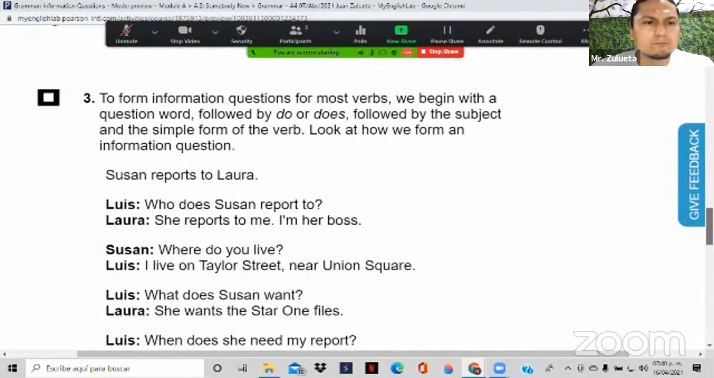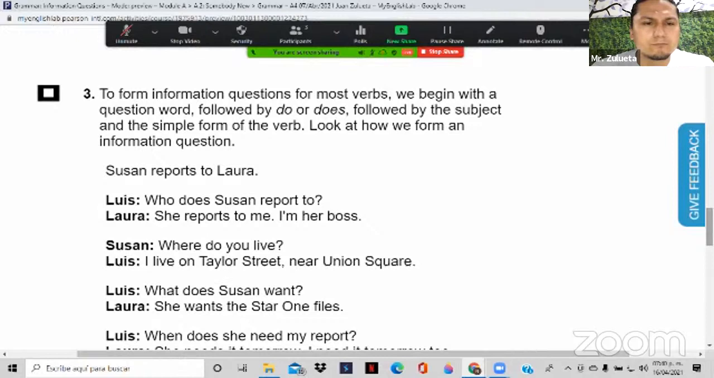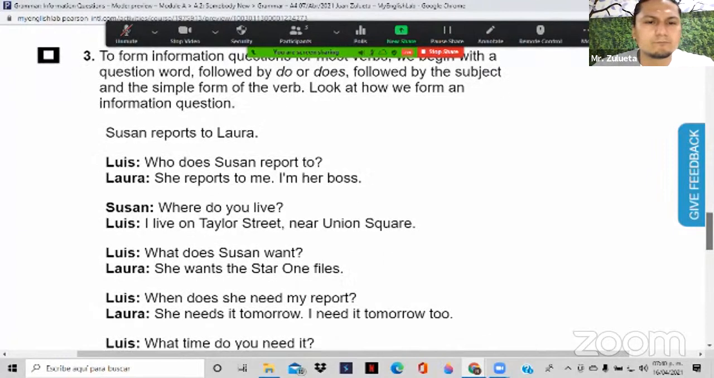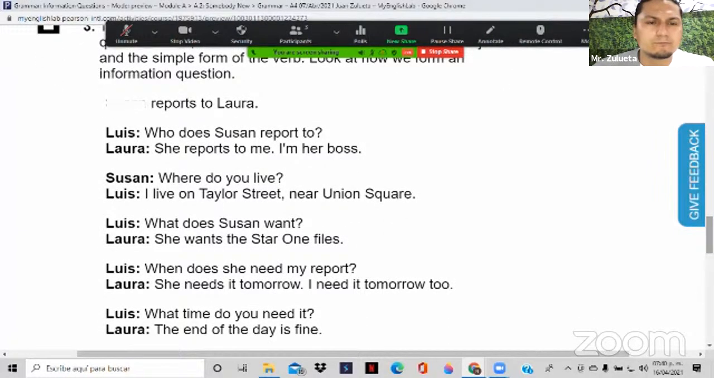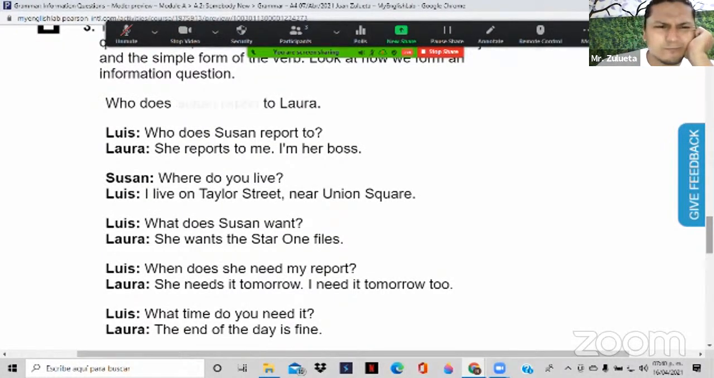To form information questions for most verbs, we begin with a question word, followed by do or does, followed by the subject and the simple form of the verb. Look at how we form an information question. Susan reports to Laura. Who does Susan report to? She reports to me. I'm her boss.